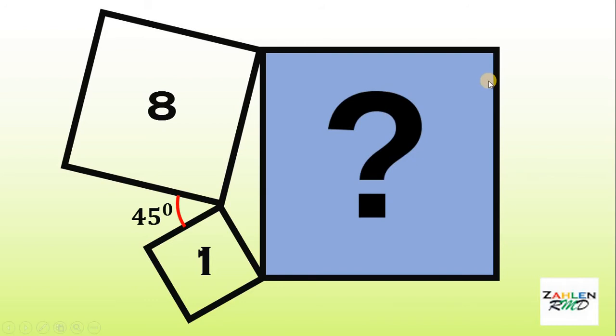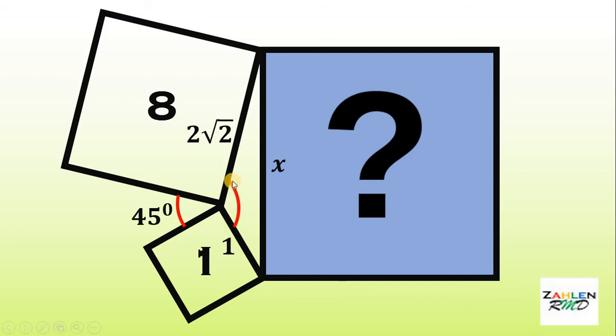I will provide 2 solutions to this question. The first one is by using the law of cosines, and the second one is by using our favorite, of course, Pythagorean theorem. To start with, let x be the side of this big square. Since the area of the small square is given, the length of the side of this square is simply square root of 1, or simply 1. And the length of the side of this medium square is simply square root of 8, or 2 square root of 2.